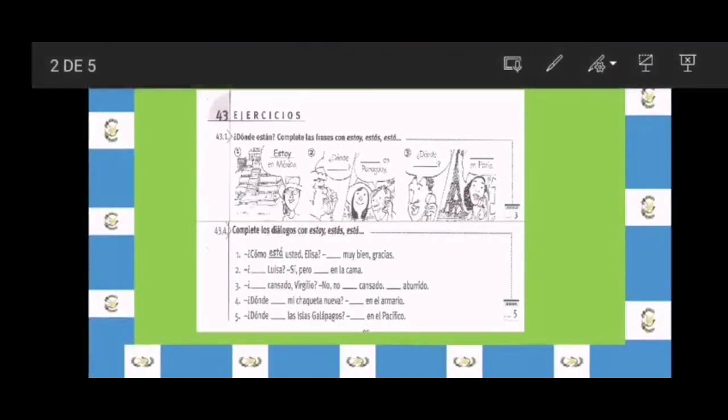Okay, now we have this exercise that is about the verb estar. So, in the first exercise, it says, ¿dónde están? Completa las frases con estoy, estás, está, etc. That means that you're going to complete the phrases with estoy, estás, está, etc. Okay? So let's start with the first. Well, we have the first sample, that is number 1, estoy en México. That is very clear.